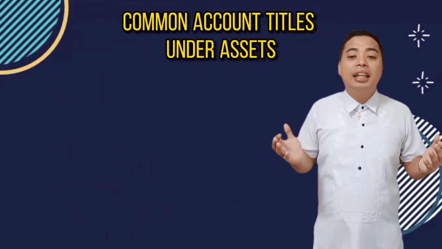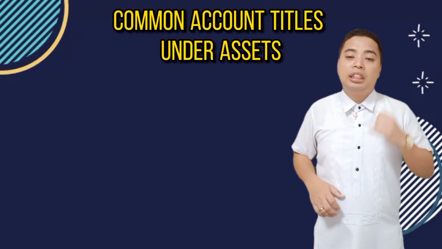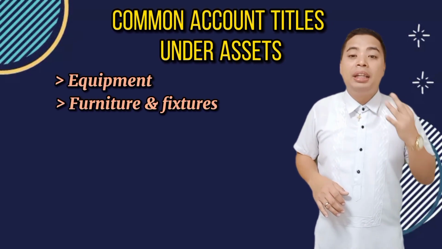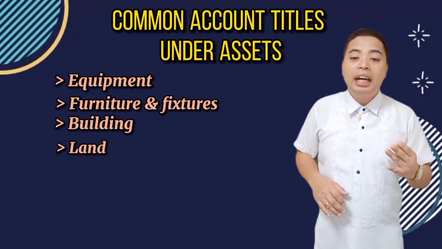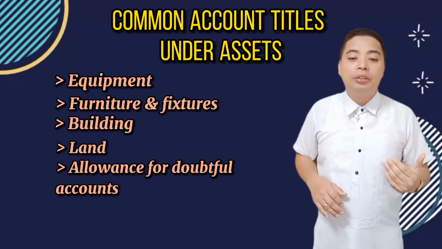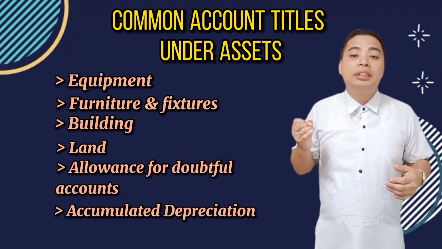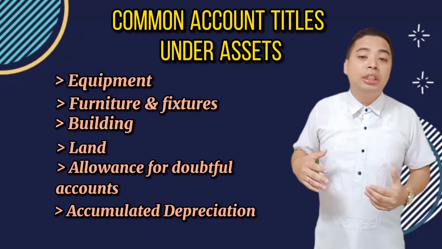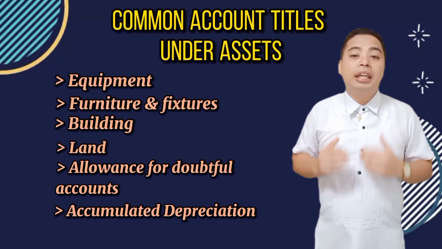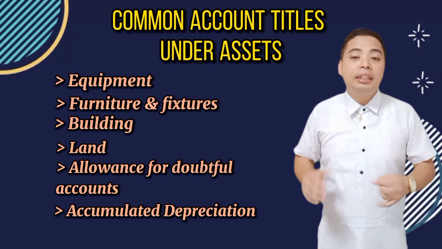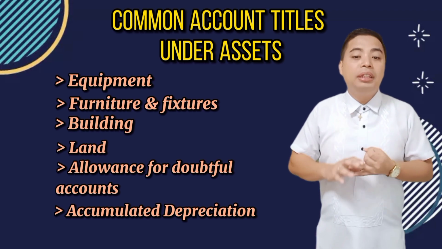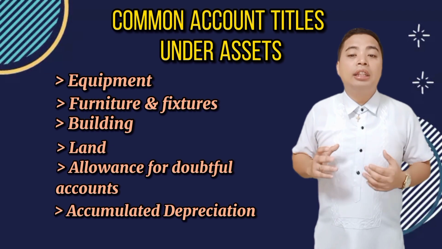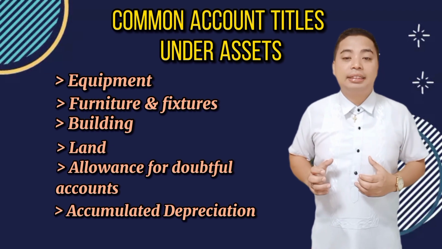Another common titles under assets are equipment, furniture and fixtures, building, land, allowance for doubtful accounts, and accumulated depreciation. So as you can see, assets are truly the properties owned by our business. So primarily, the cash, land and building, and the equipment. So those are the most common account titles under assets.